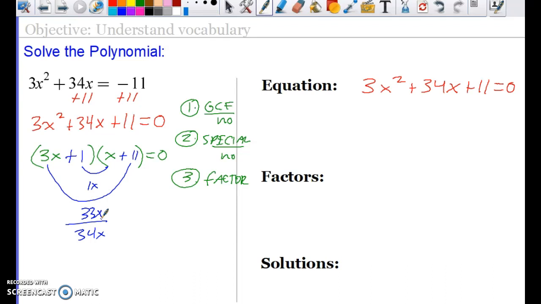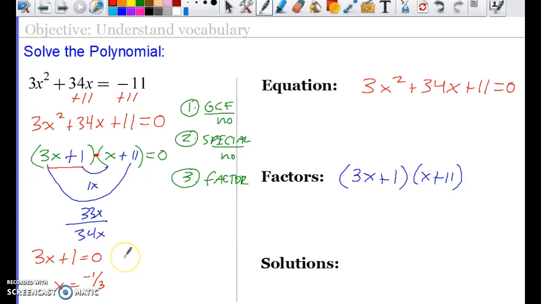This thing is factorable. So my factors then were 3x plus 1 and x plus 11. And again, we're going to use the zero product property, the fact that these two factors, when multiplied together, equal 0, to solve this equation for x. Because the zero product property states that one of these two factors has to be 0, I just set the first factor, 3x plus 1, equal to 0. I solve, I get x equals negative 1/3.